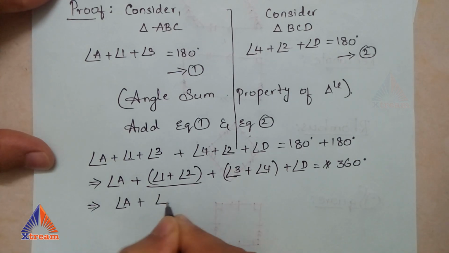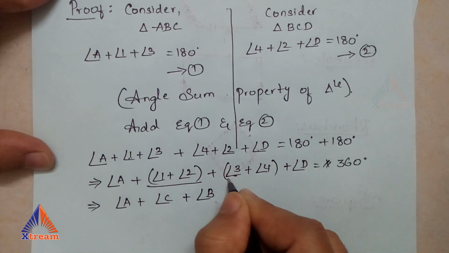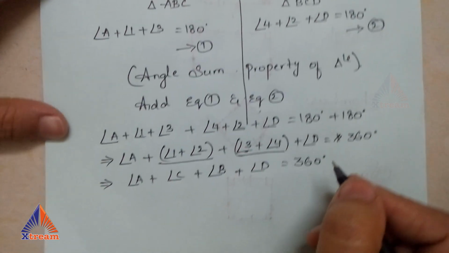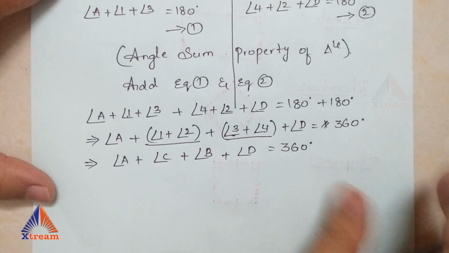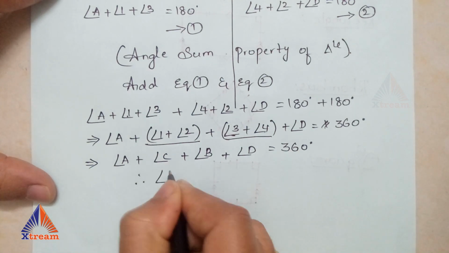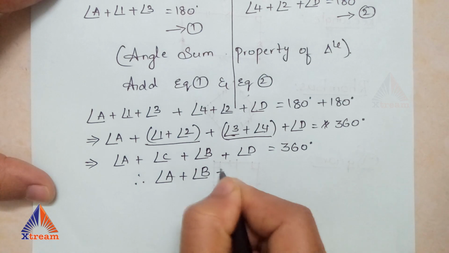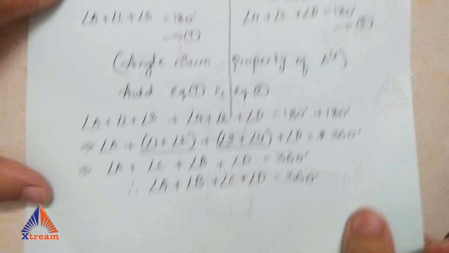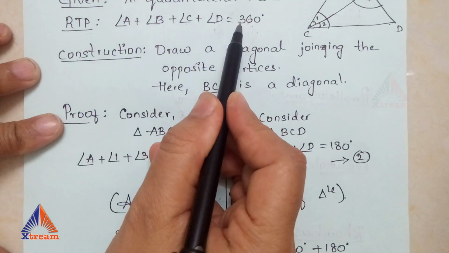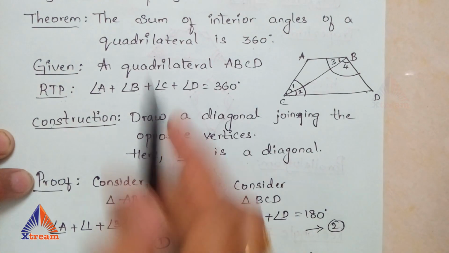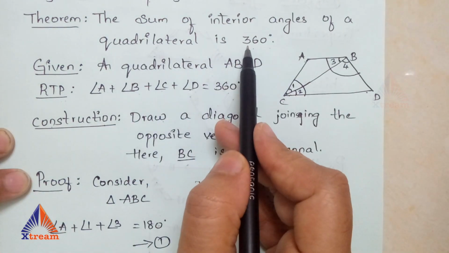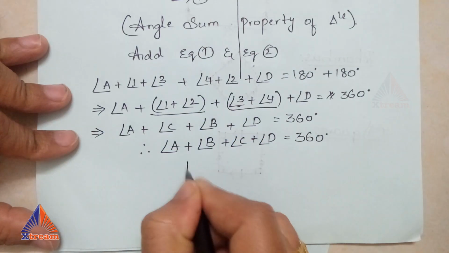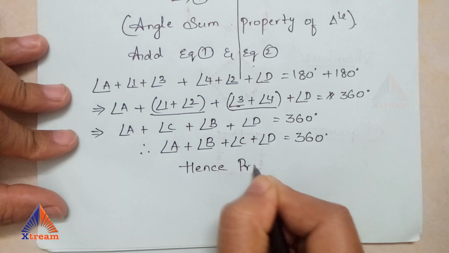Angle A plus angle C plus angle B plus angle D is equals to 360 degrees, which is nothing but angle A plus angle B plus angle C plus angle D gives us 360 degrees, which is nothing but what we are required to prove. So we have proved that the sum of interior angles of a quadrilateral is 360 degrees. So we can happily write hence proved.